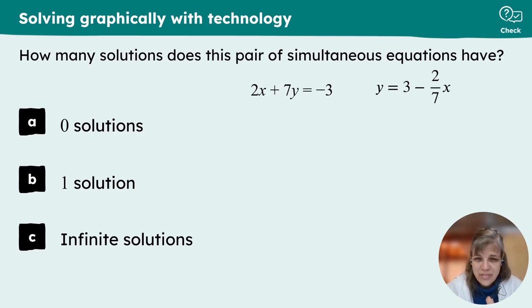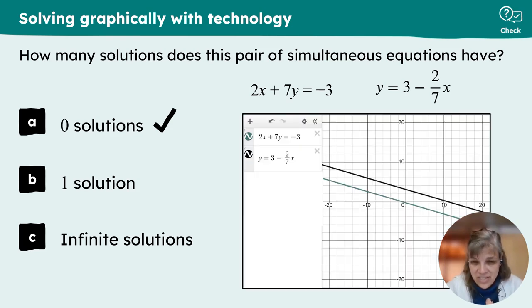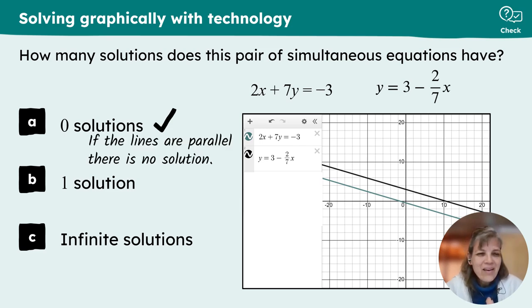How about this pair of simultaneous equations? Punch these in. How many solutions do you find? They don't have any solutions. They don't actually cross each other. What kind of lines are they? They're parallel lines, aren't they? If lines are parallel, then there is no place of intersection and there is no solution.